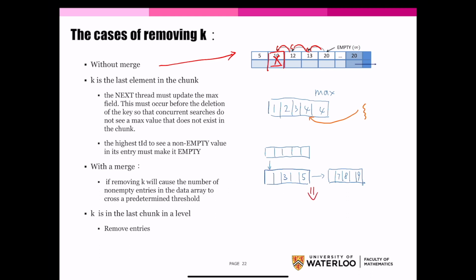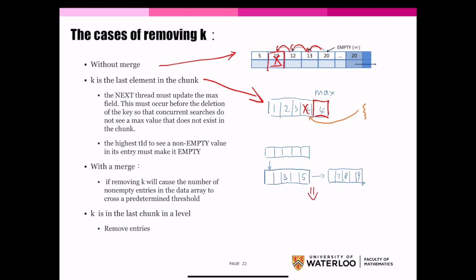Second condition, if K is the last element in the chunk, the next thread must update the max field. This must occur before the deletion of the key so that concurrent searches do not see a max value that does not exist in the chunk. So in this case, let's say we want to delete 4, and then we need to update the maximum value field. And the highest thread to see a non-empty value in its entry must make it empty. So we have a thread which is comparing the node 4. We need to make it empty in this case.